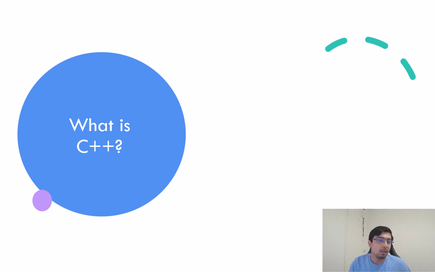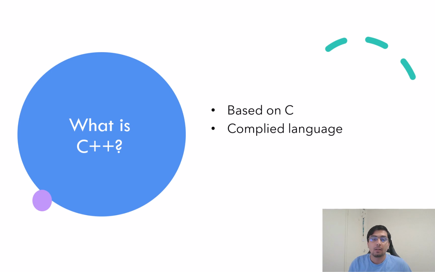What is C++? C++ is a programming language that is based on the C programming language. It was developed as an extension of C with additional features and capabilities. C++ is a compiled language, which means to get a program to run, you must first translate it from a human-readable form to something a machine can understand. This compilation process allows for better performance and efficient execution of the program.